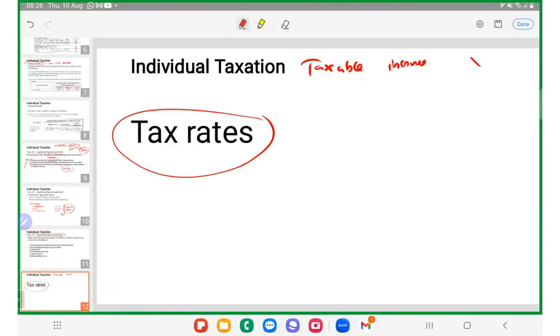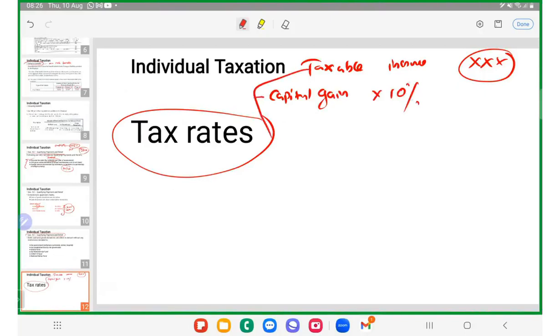So you have to be very careful, evaluate what the income is, including this taxable income. You have to see, is there any capital gain included in this taxable income? If there is any capital gain included, that capital gain you need to tax at 10%. Then you need to evaluate, is there any terminal benefit?